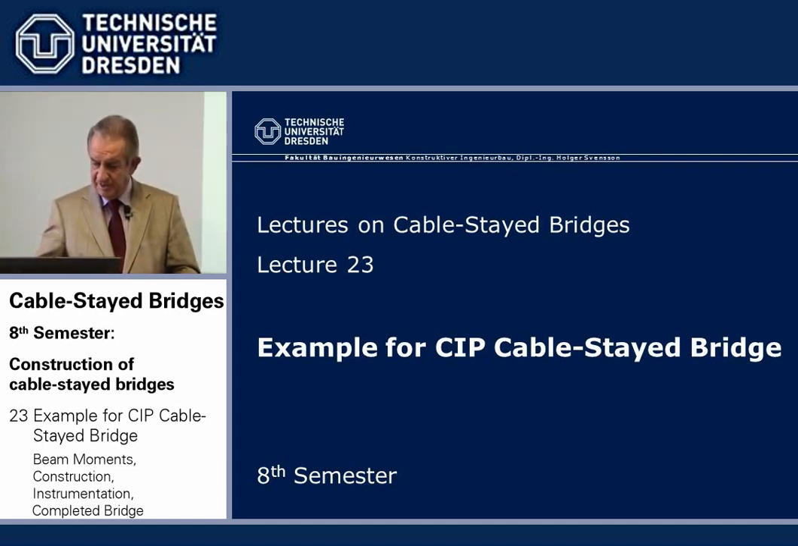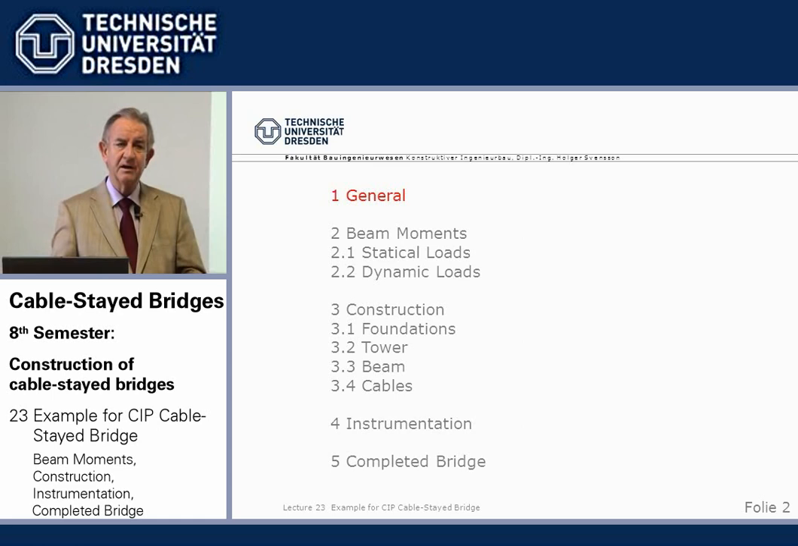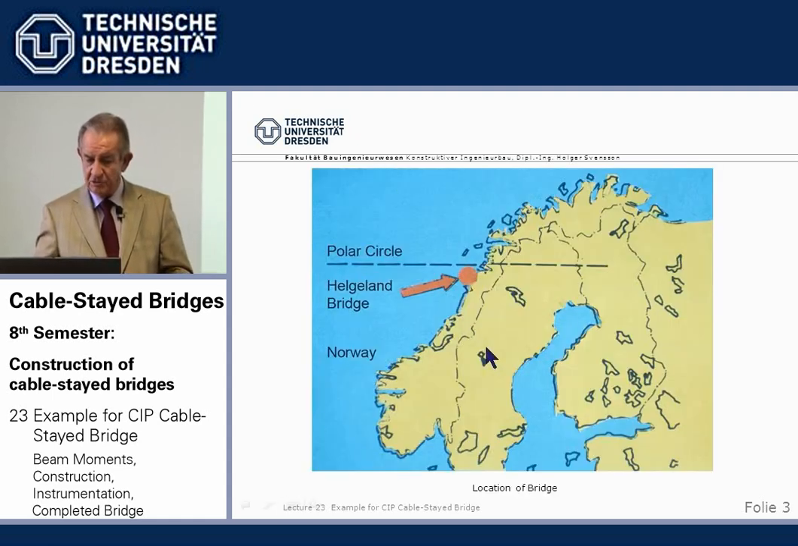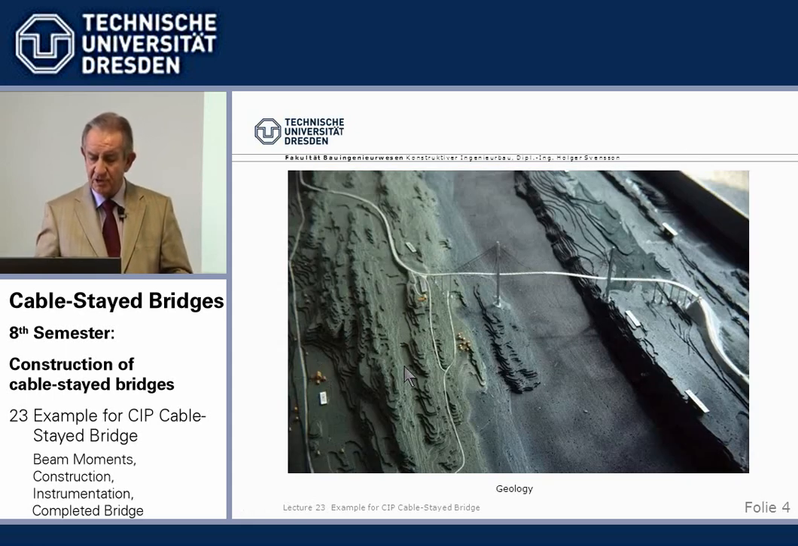We use as an example the bridge in Norway, the Helgeland Bridge across the Lier Fjord. The bridge is located at the west coast of Norway, very close to the polar circle. Across the deep fjord, we see here the geology. We have a fjord which is not shown in its full depth. It's actually 120 meters, but that would have made the model too thick.